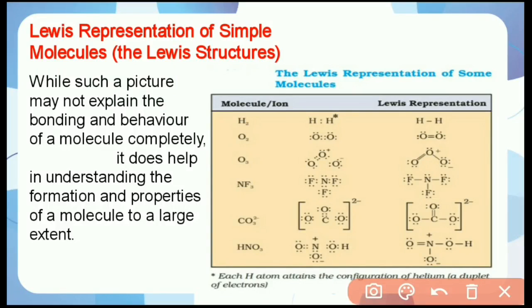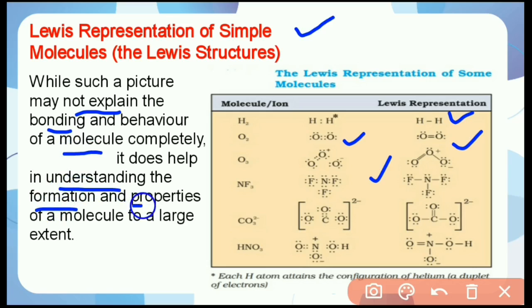Lewis representation of simple molecules. The Lewis structures of some molecules are given in this table, and we know that the dash represents the bond pair of electrons and the dot represents the lone pair of electrons, and generally it shows the valence shell electrons in the outermost shell. So while such pictures may not explain the bonding and behavior of molecules completely, they do help in understanding the formation and properties of molecules to a large extent.